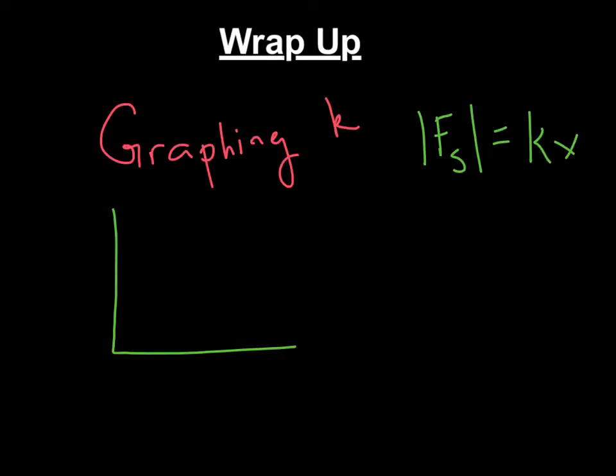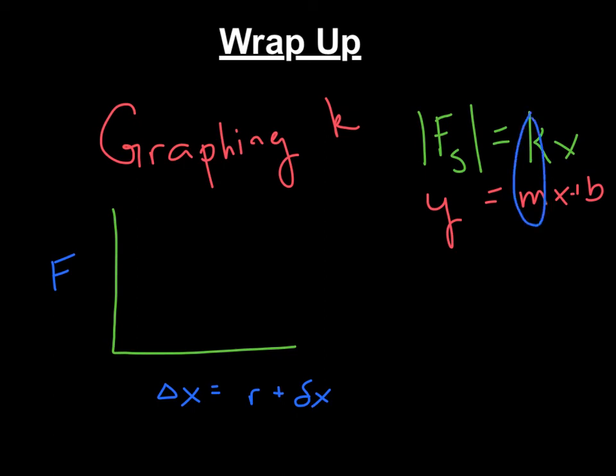Let's look at the equation. So this is Hooke's law, and if we compare this to the equation for a line, y equals mx plus b, you will see that x is just delta x, which is your radius plus however far you stretch the spring, and your force of your spring is your y, which means your slope is going to be k. So it's going to look like this, and you'll get your slope k, and you can report the value of the spring constant. And that's the last part of the lab.